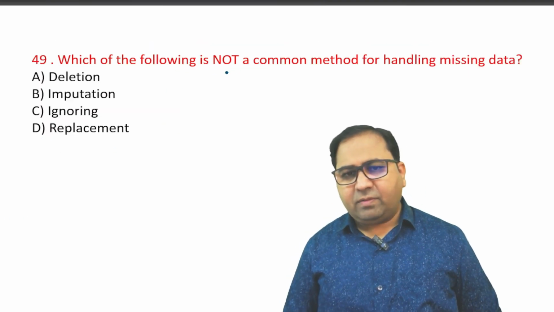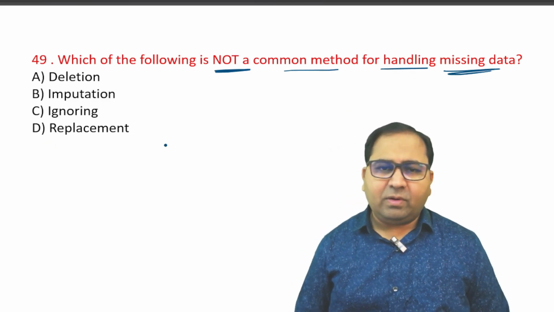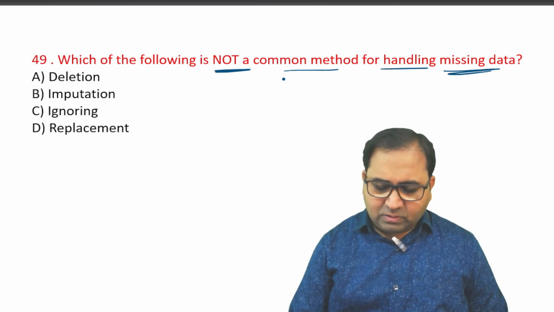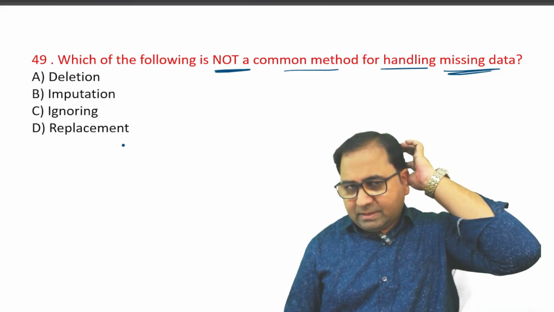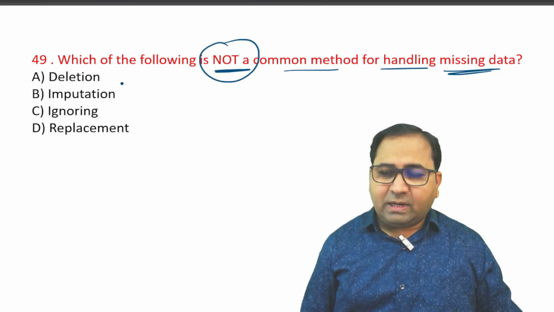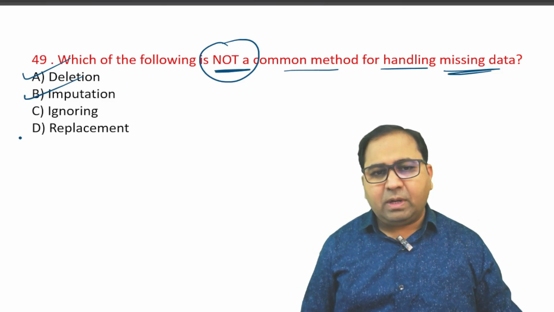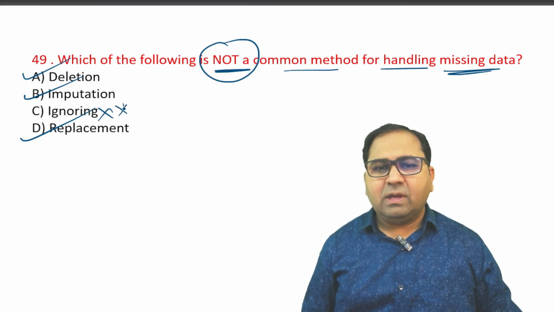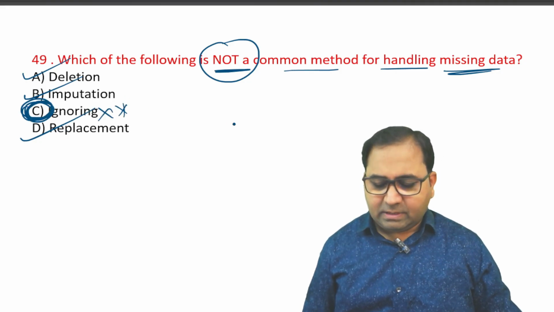Next question. Which of the following is not a common method for handling missing data? Options: deletion, imputation, ignoring, and replacement. Which is not a common method? Let us see what the common methods are. You do deletions, you do imputations, you do replacements, but not ignoring. You do not ignore. So this is the answer for this question.